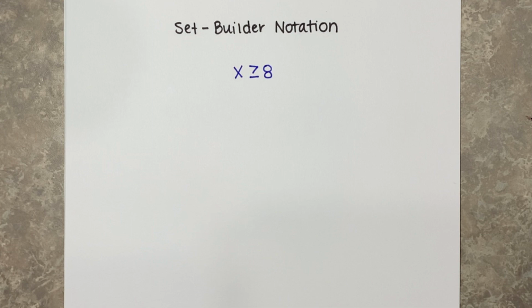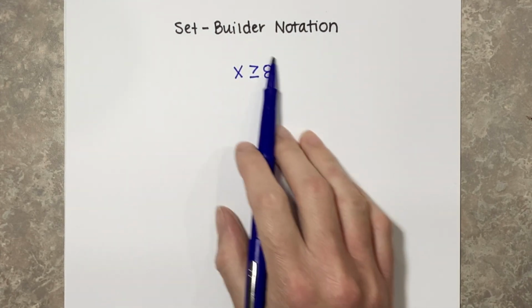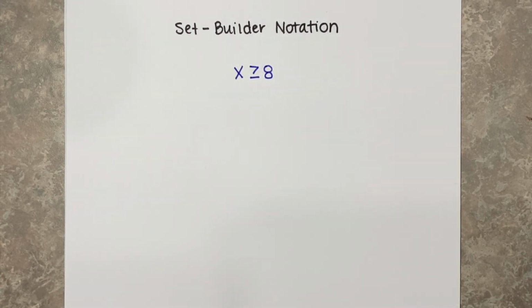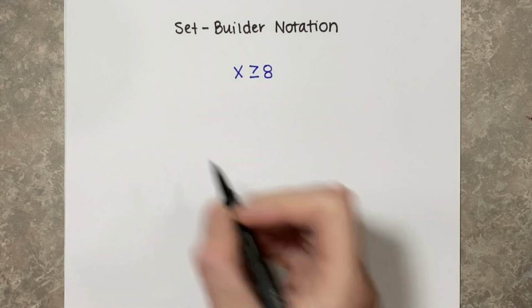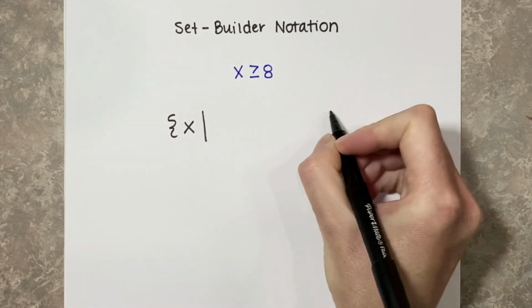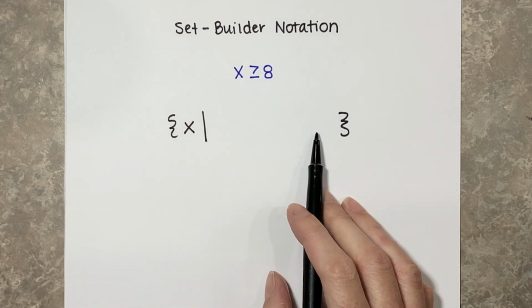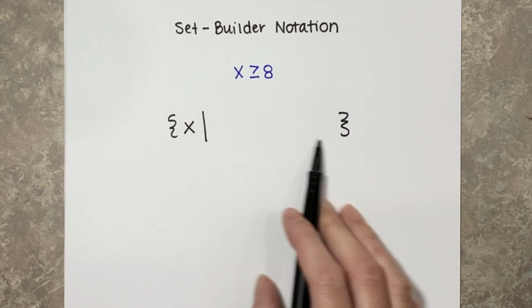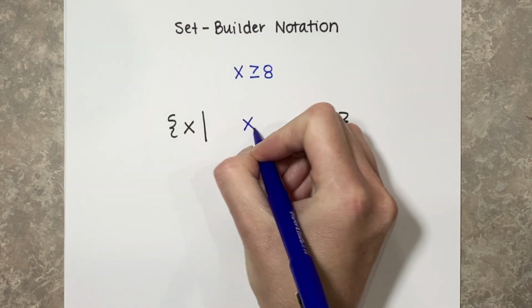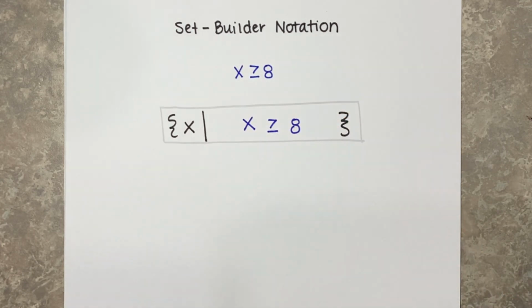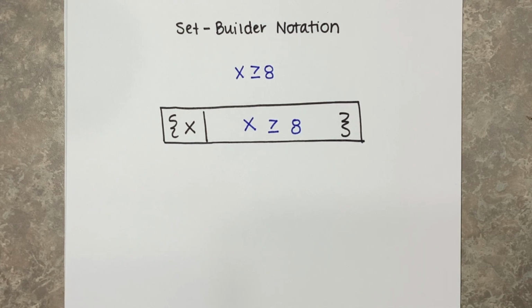On a separate sheet of paper here, I'm going to quickly review set builder notation. Let's suppose you're solving a problem and you get this for your final answer. If you're asked to write your final answer in set builder notation, you always start with this general outline. Then in this blank space right here, you just insert your inequality answer. So we're going to put x is greater than or equal to 8. And this is your answer written in set builder notation.